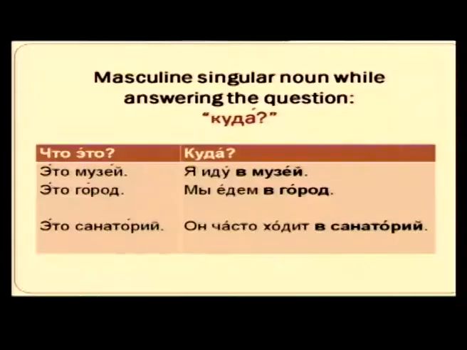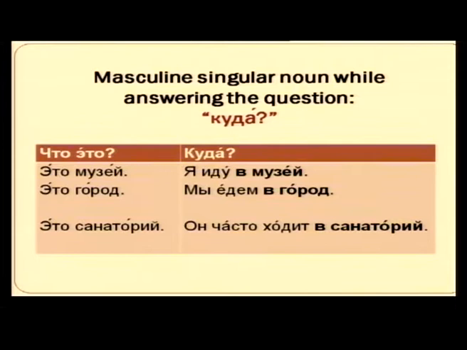Let us pay attention to a few examples now, so that it is clear to you when to use and how to use the past tense forms of these verbs of motion. Here we have certain examples where we will ask the question with shto, as well as the question kuda. First, we will take the masculine singular noun while answering the question kuda, as you know, куда means where to. Что это? Это музей. Куда? Я иду в музей. Что это? Это город. Мы едем в город. Что это? Это санаторий. Он часто ходит в санаторий.